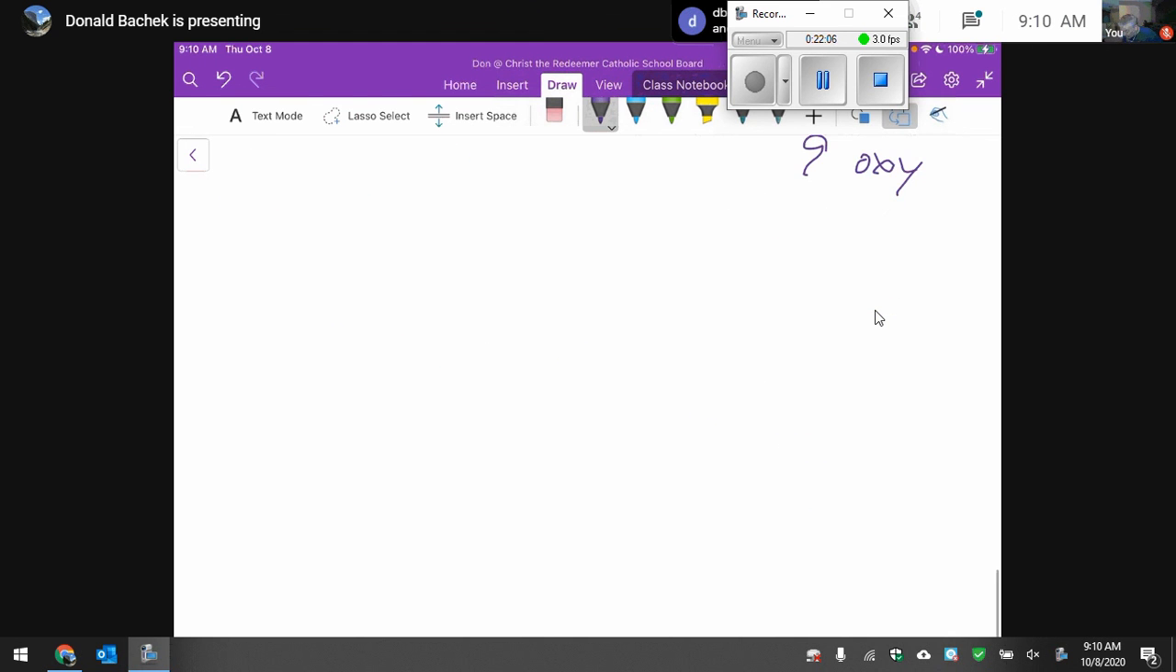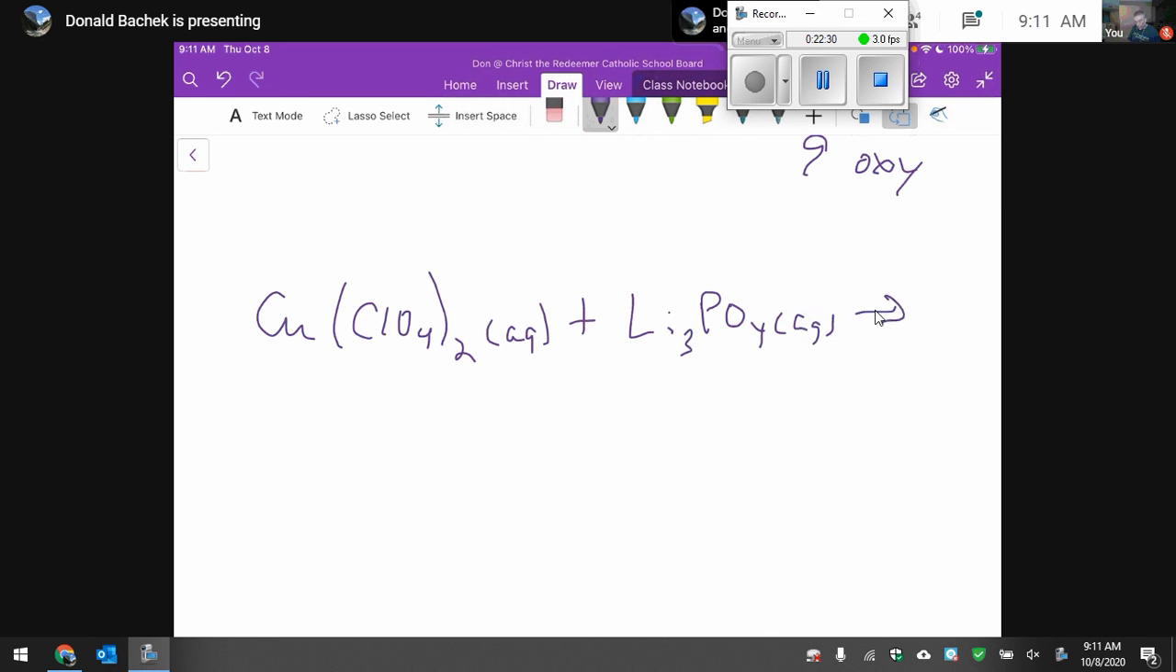Next, what do we got here? Okay, so this is going to be a double replacement reaction. We've got ionic compounds. What do we got here? Copper 2 perchlorate, that is aqueous, and lithium phosphate, 1 plus 3 minus, aqueous. Okay. And of course, in this case, the metals switch places, right? 2 ionic compounds. Notice they're both aqueous.